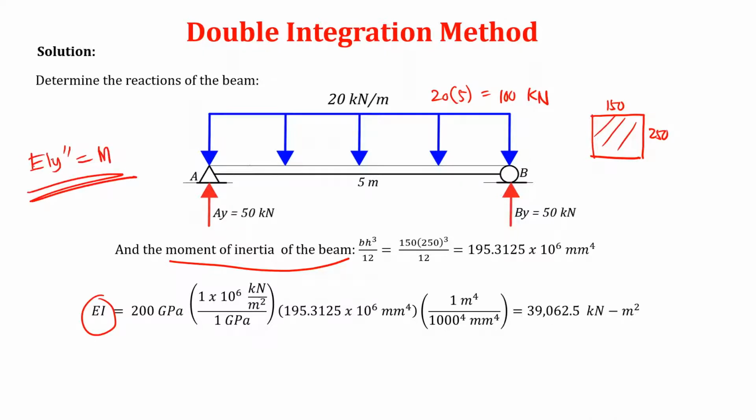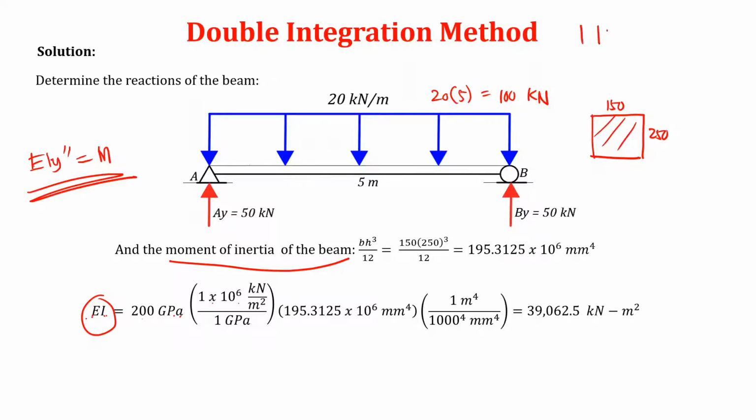So we need the EI. So might as well compute the EI now. Basically, we multiply the elasticity by the inertia. The elasticity is given as 200 gigapascal. So 200 gigapascal is equivalent to 1 times 10 raised to 6 kilopascal.